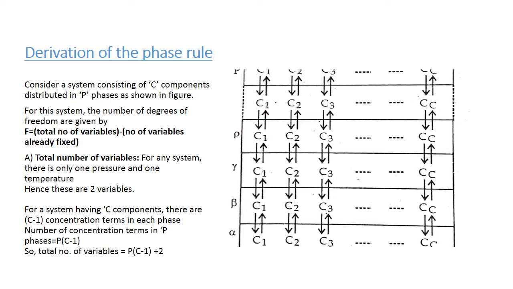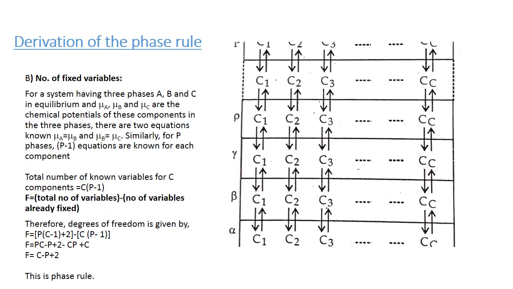But we know that there is already one pressure and one temperature term, so these are two variables. So the total number of variables is P into C minus 1 plus 2, where 2 comes from pressure and temperature, the two variables. So the total number of variables becomes P into C minus 1 plus 2. This is the total number of variables. Now we will calculate the number of variables already fixed.